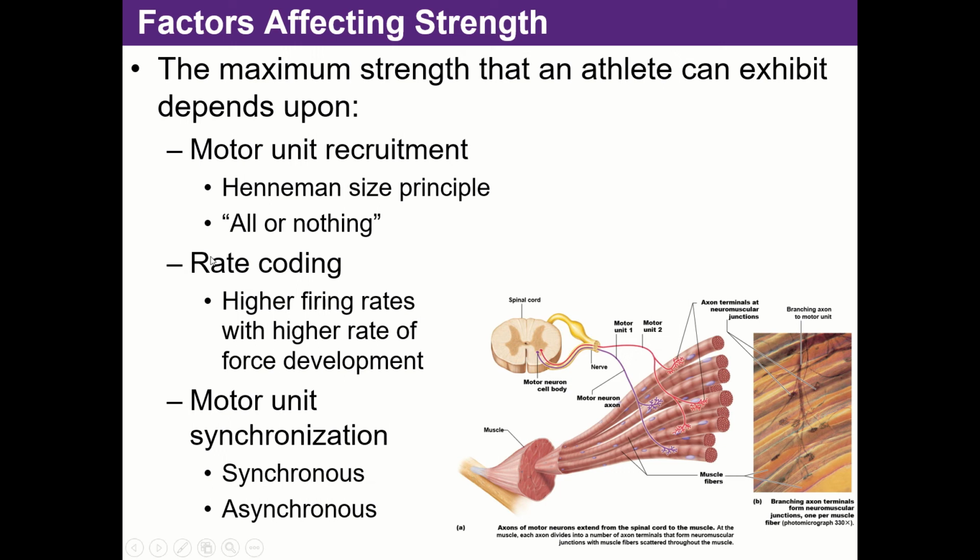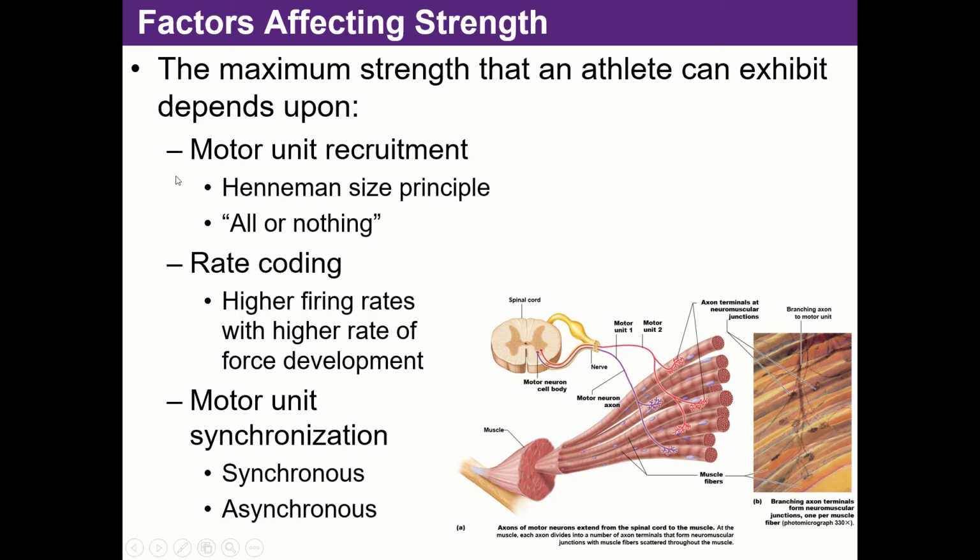So rate coding then is the number of action potentials, or number of depolarizations per second from the alpha motor neuron. More action potentials, or more depolarizations per second, which is also referred to as higher frequency, equals stronger muscle contraction because of that continual release of calcium from the sarcoplasmic reticulum.